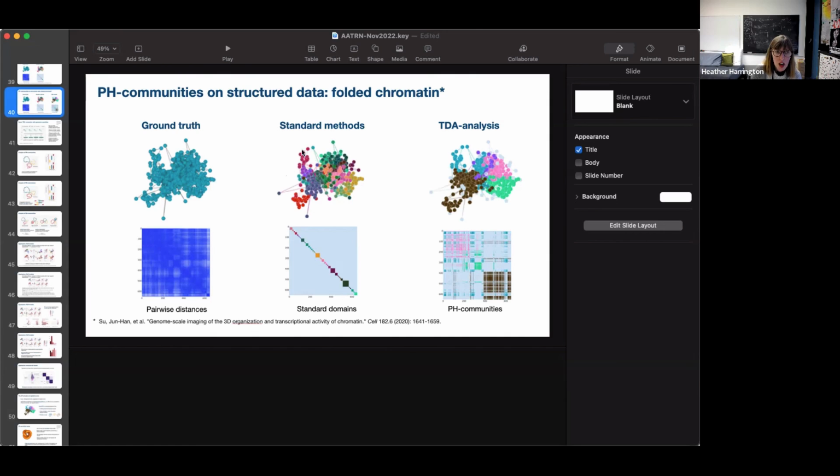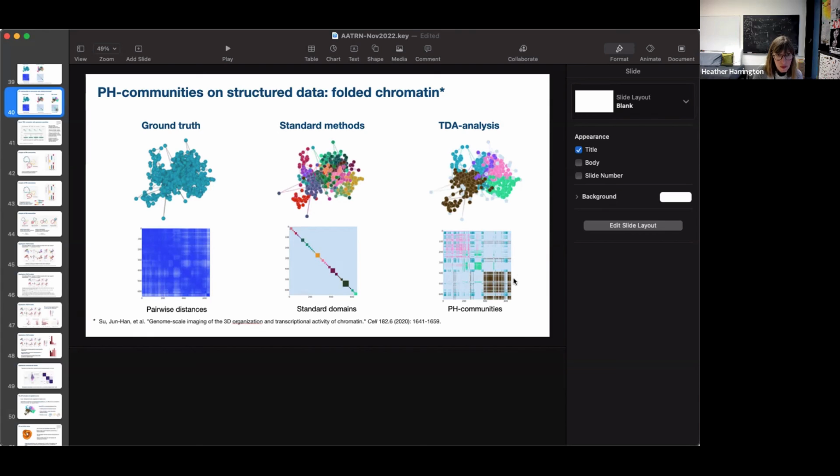And then there are other standard methods, which just look at what points are close along the curve. That's where they have what are called standard domains. And this hyperTDA seems to be able to use both local and global connectivity to give these functional modules that the biologists seem to be very excited about.